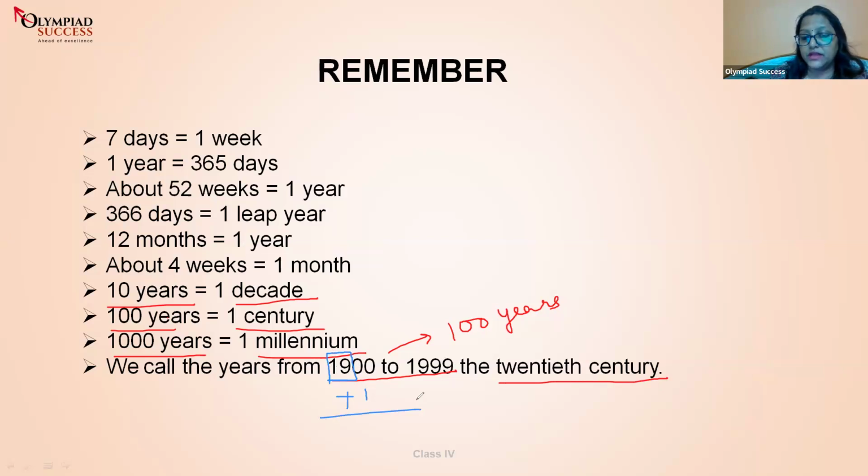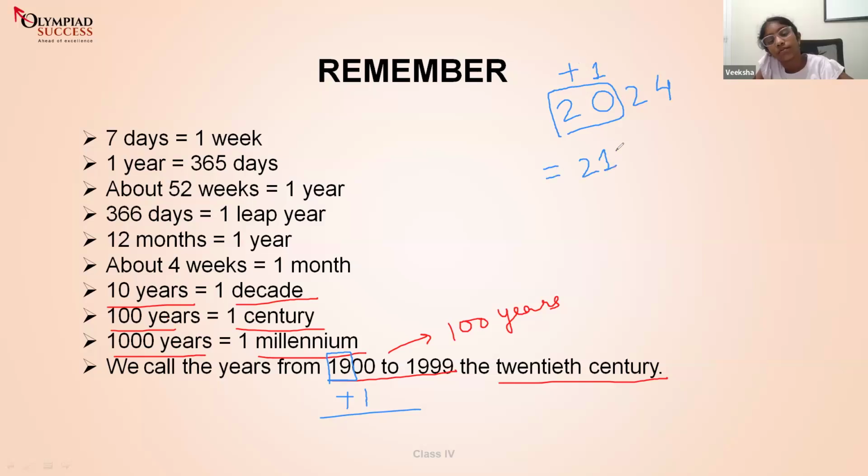So right now, which year is going on? It's 2024. If I ask you which century we live in, again, you take the first two digits and add 1 to it. So this is the 21st century. So we are living in the 21st century.